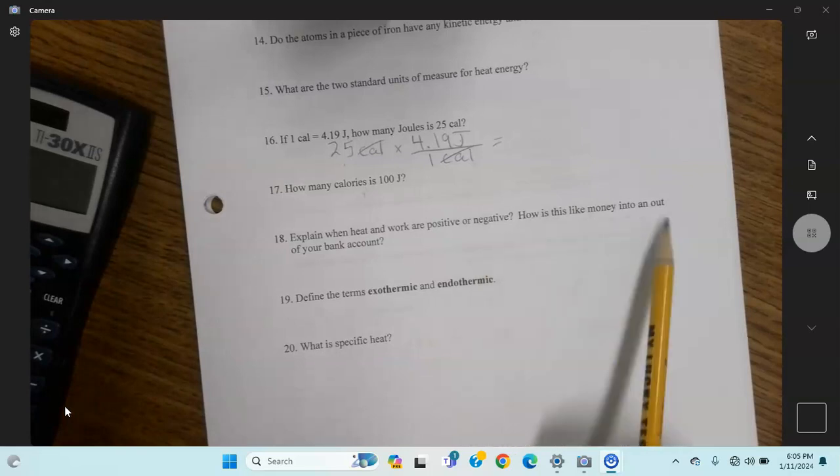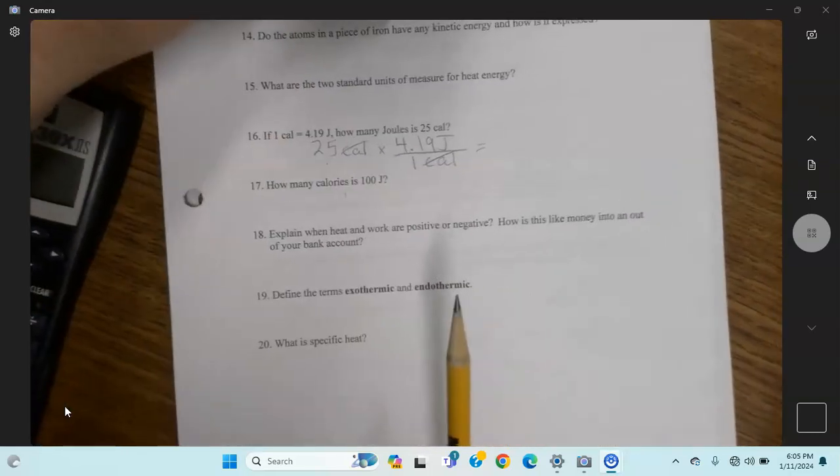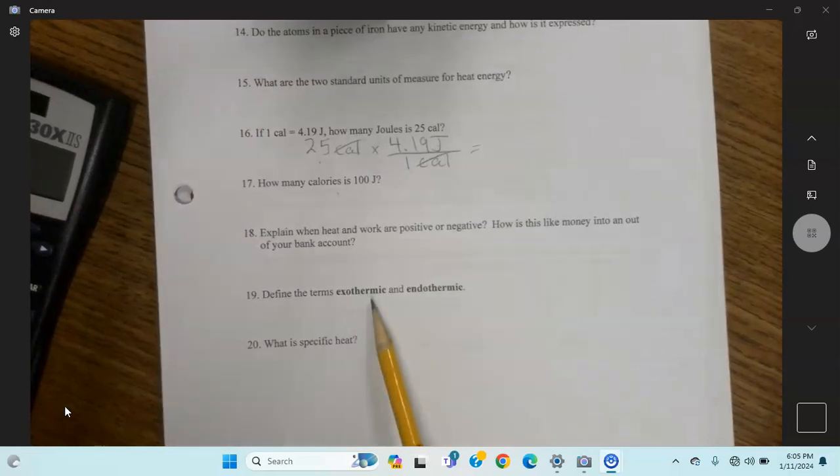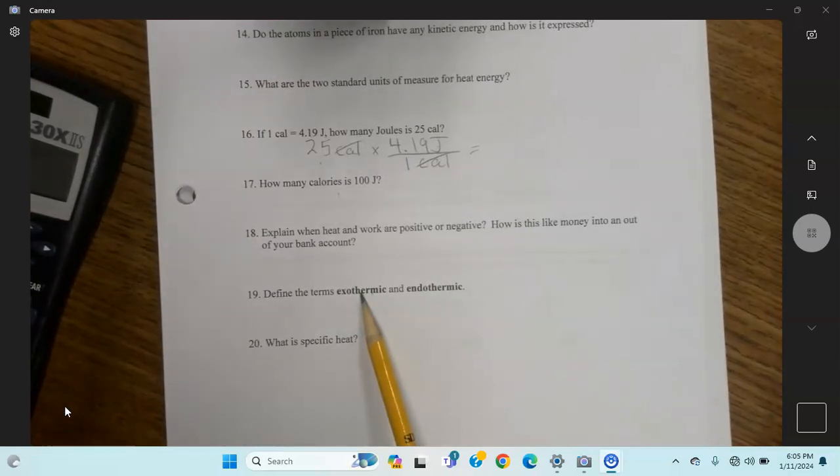So again, how is this like money into or out of your bank account? So we've talked about that. Define endothermic and exothermic. Exothermic is heat coming out of the reaction. Endothermic is defined as heat going into the reaction.